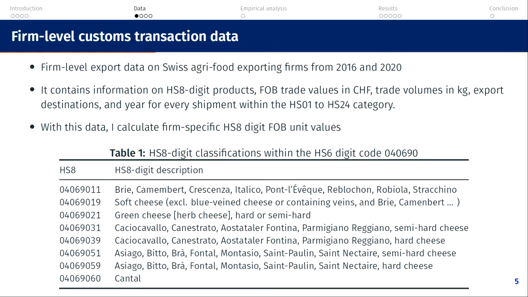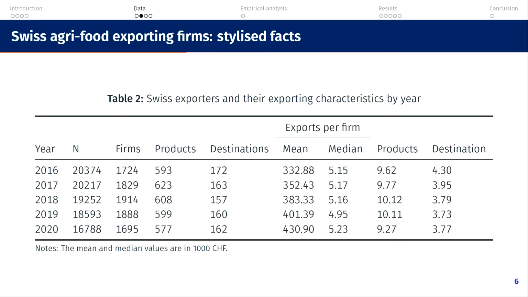A bit of descriptives, we see that the number of Swiss firms, so in my data set, I have about 20,000 Swiss firms. The drop in 2020 is not surprising because of COVID. We also see that the average firm exports about 9 products and to about 4 different countries. We also see quite a difference between the mean and the median because not a lot of firms are exporting. So this is why the median is really, really low compared to the mean.